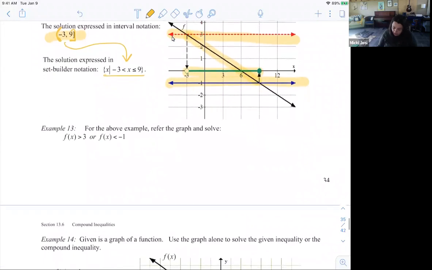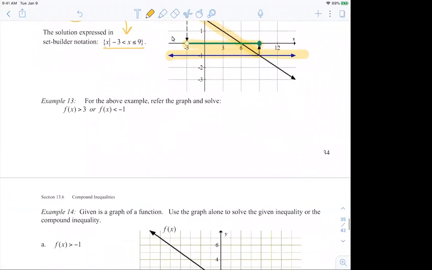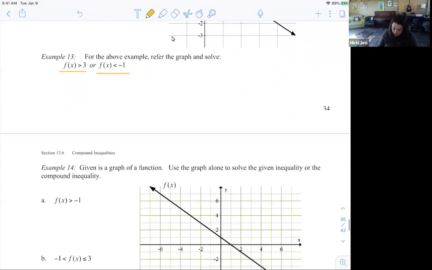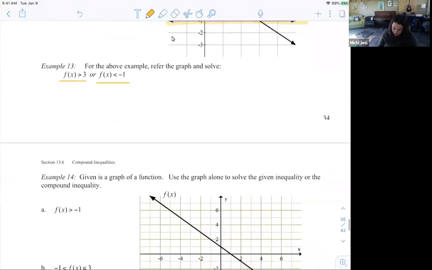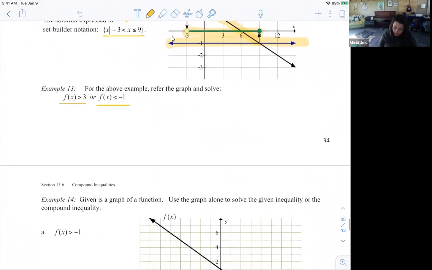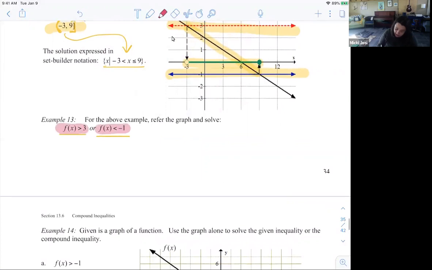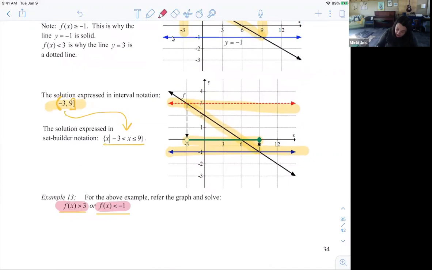Okay, for the above example, refer to the graph and solve f of x is greater than 3, f of x is less than -1. So that's example 13. If we were to think about the opposite, right? If I want to know when it's greater than 3 and less than -1, then I'm on the other side of the line. When f of x is greater than 3, we're up here. When f of x is less than -1, where's -1? Right here. We're down here.